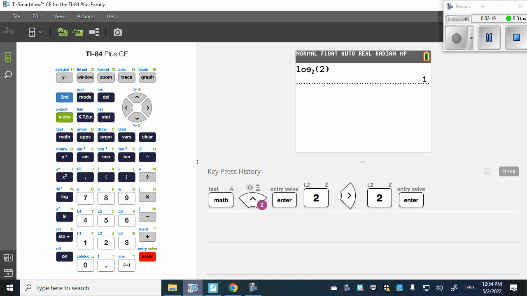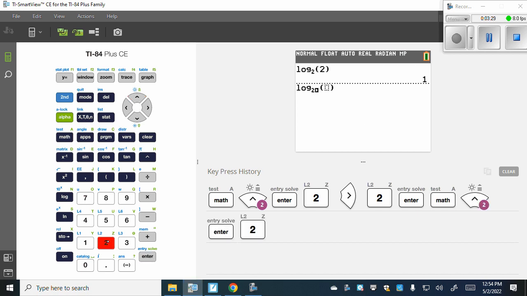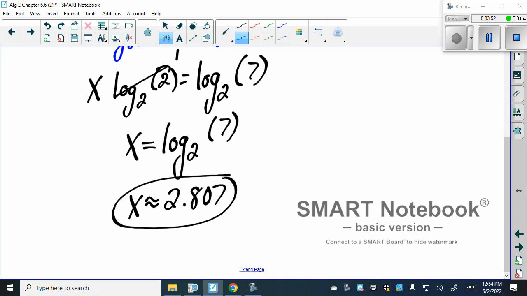Now we can use the calculator to calculate what log base 2 of 7 is. So we can go back into math, log base 2 of 7, which turns out to be 2.807, and it continues on. This is not going to be a nice number. But for the homework, we're going to go 3 decimal places. So that's it.